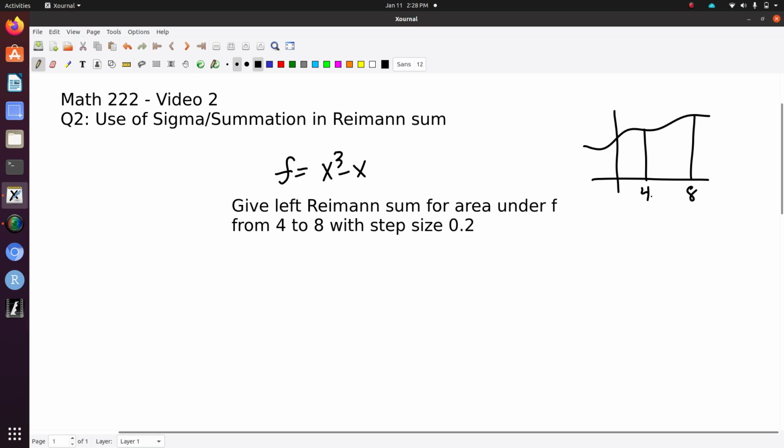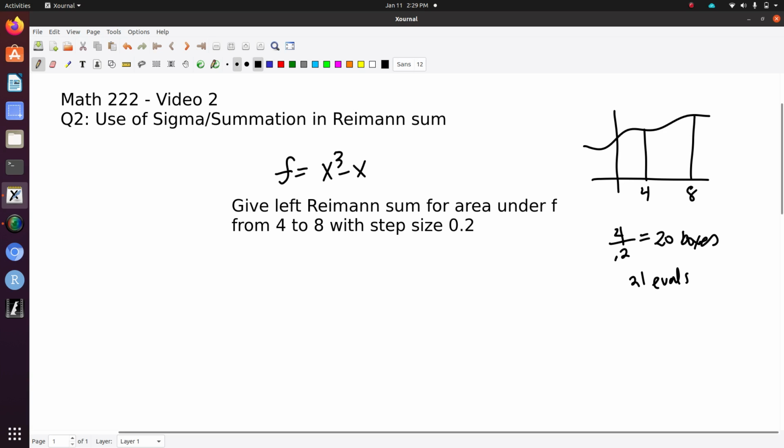So the distance between 8 and 4 is 4, and if the step size is 0.2, well, you can do 4 divided by 0.2 to get that answer, or 4 times 5, there should be 20 boxes. So if you include the function evaluation at 4 and 8, that's a total of possibly 22 function evaluations, but as I said, we're always going to leave one out. So if it's a left Riemann sum, we're never going to get to 8, so we're still going to get 21 function evals. So this is why you want to use Python. This is why you don't want to use a calculator. Okay, but how would you write this using sigma notation?